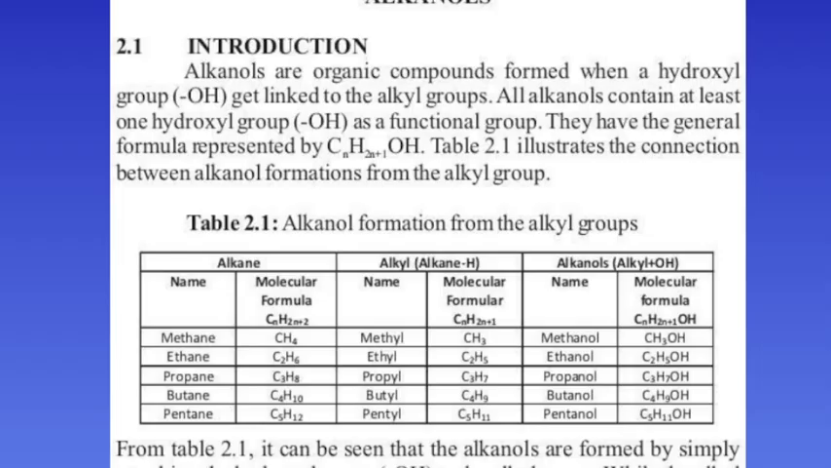The next part of the study that we are going to get into is alkanols. Alkanols are organic compounds formed when a hydroxyl group gets linked to an alkyl group. So every alkanol contains at least one hydroxyl group as a functional group. The implication is that once you are considering the structure of an alkanol, it is characterized by the presence of a hydroxyl group, and the hydroxyl group is OH. Once you have OH linked to an alkyl group, automatically that is an alkanol.